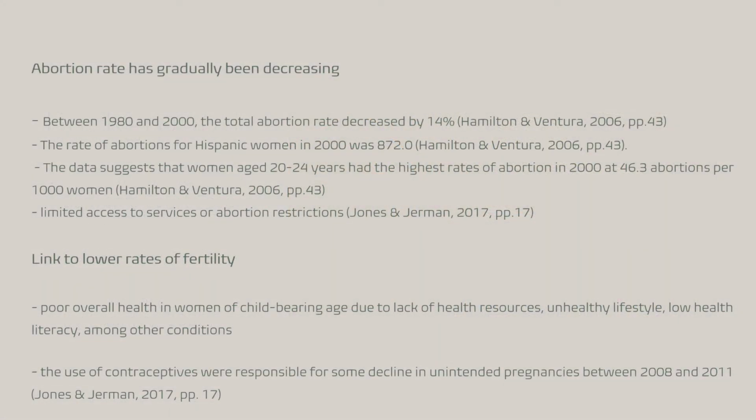So we see, looking at the data, abortion rates have gradually been decreasing between 1980 and 2000. The total abortion rate decreased by 14%. We also see the rate of abortions for Hispanic women in 2000 was 872. The data suggests that women aged 20 to 24 years had the highest rate of abortion in 2000. We also see very limited access to services of abortion and restrictions.